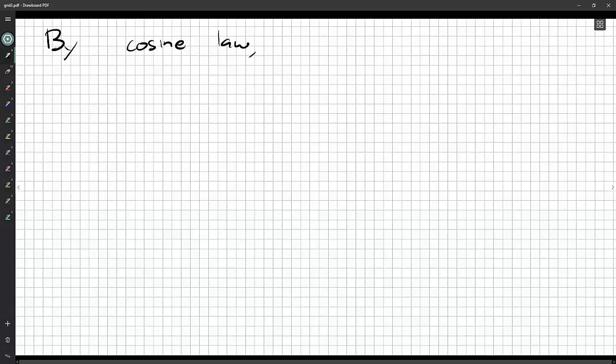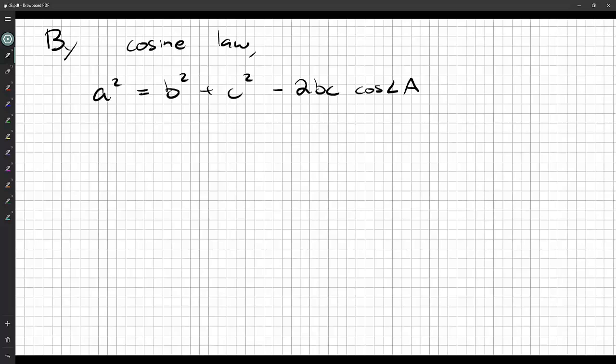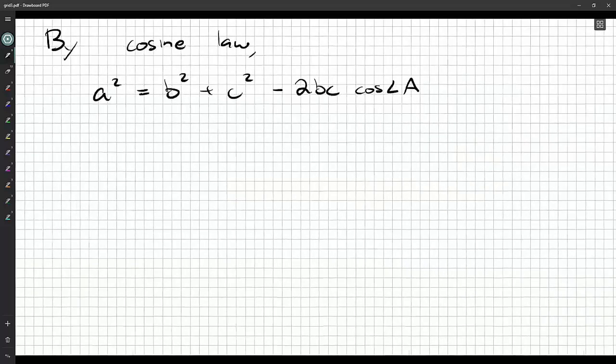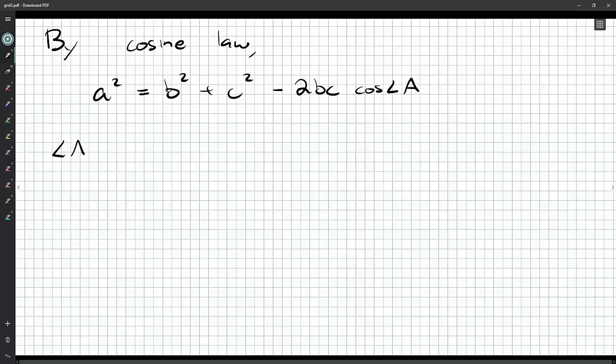So by the cosine law, what do we have? A squared is, I don't like these squares here. So B squared plus C squared minus 2BC cosine of angle A. Okay. So I don't like the squares because we're just given a nice little linear expression. A is less than a half B plus C. I also don't like this cosine. Cosine A... So angle A is less than 60 degrees.